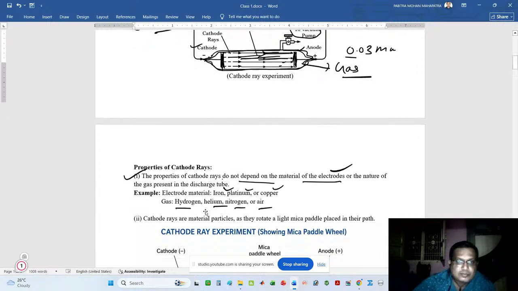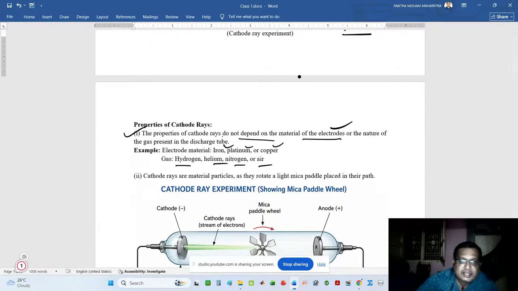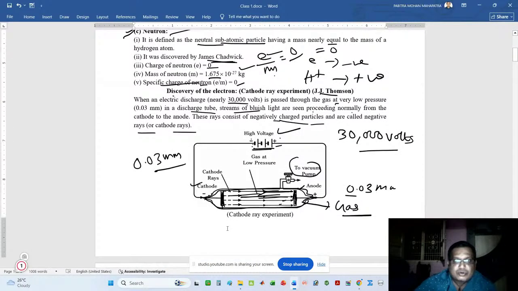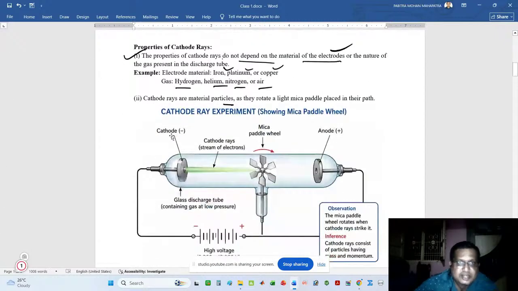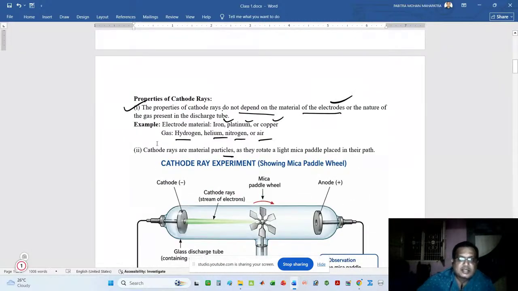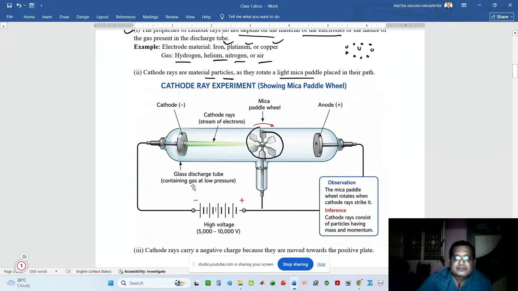This is the first property of cathode ray. Next, I want to move to the second property. Cathode rays are material particles. The scientist J.J. Thomson concluded that the cathode rays are material particles. That means these are small particles, and they strike a light mica paddle. This is your mica paddle. Look at that. It is one type of wheel.